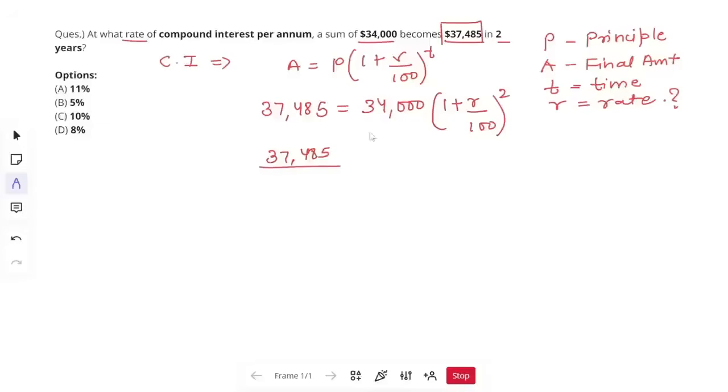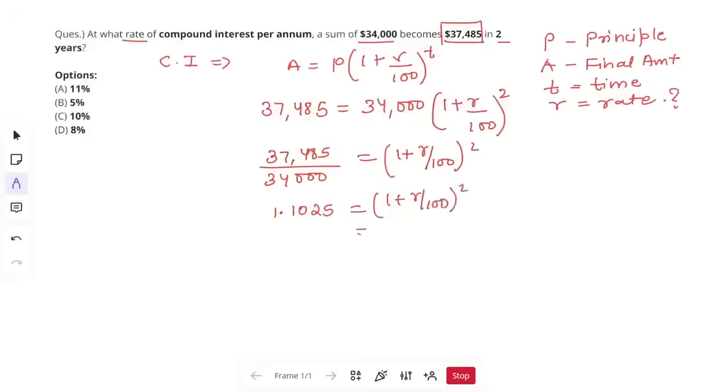37,485. I will bring this 34,000 down here, and then we are left with (1 plus R by 100) squared on this side. You will have to perfectly divide, so you will get the value in decimal, which is going to be 1.1025, and then we will have the same thing here, which is (1 plus R by 100) squared.